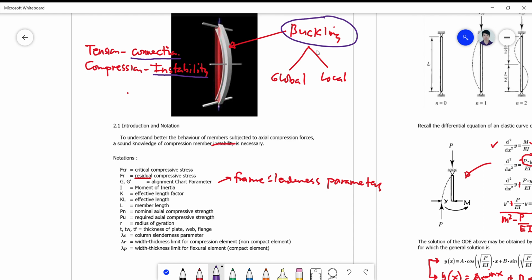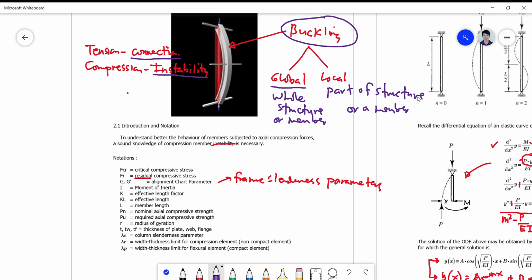And the two types of buckling we can deal with may be global or local. So when you say global instability, you are referring to the whole structure or the whole component. And when we talk of local, we are referring to a part of the structure or a member.